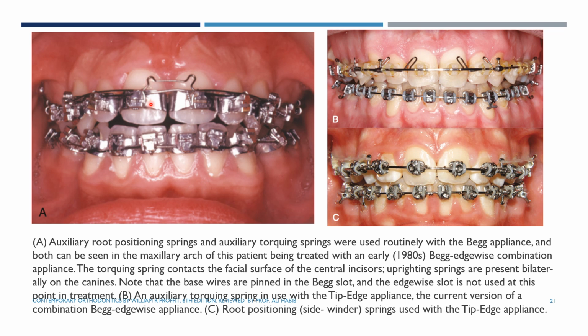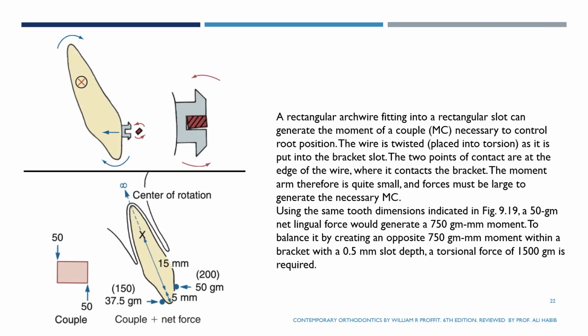So applying these two-point contacts will create a couple that will counteract the moment of the force that we don't like. A practical way of applying two-point contact is by using rectangular wire, as explained here, when we apply lingually positioned force. When we use round wire, the round wire will touch the bracket in one-point contact. So expect any lingual force will tip the teeth because the moment of the force will prevail. There's nothing to prevent it. So it will tip lingually.